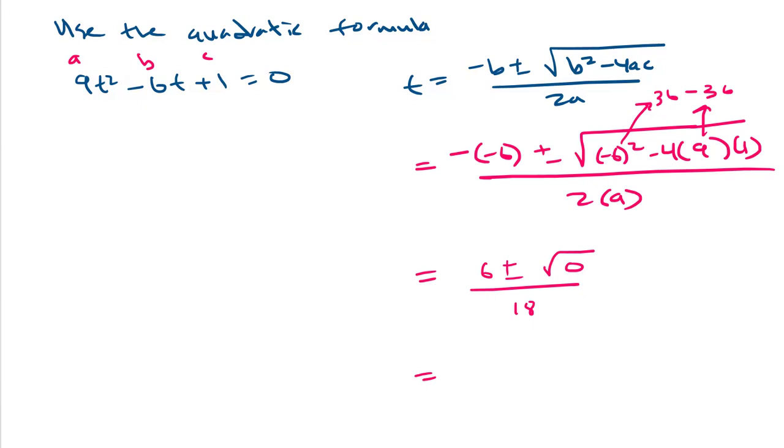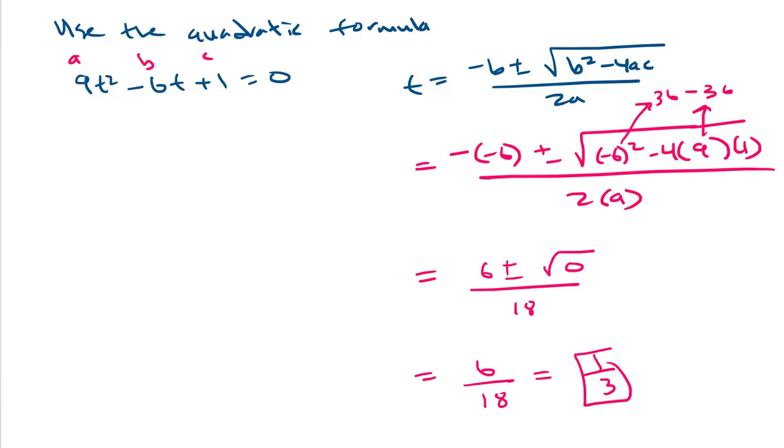Because the square root of 0 is 0, 6 plus 0 is 6, and 6 minus 0 is still 6. All right. So in this case, we'll have just 6 on the top over 18. Okay. And then we reduce. 6 can go into 18 3 times. So that's going to be reduced to 1/3.